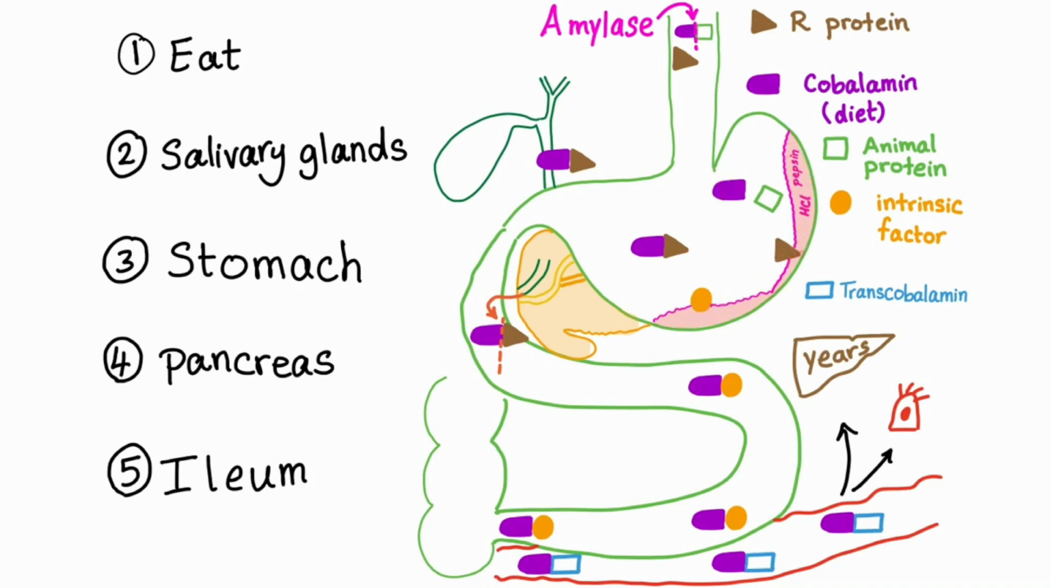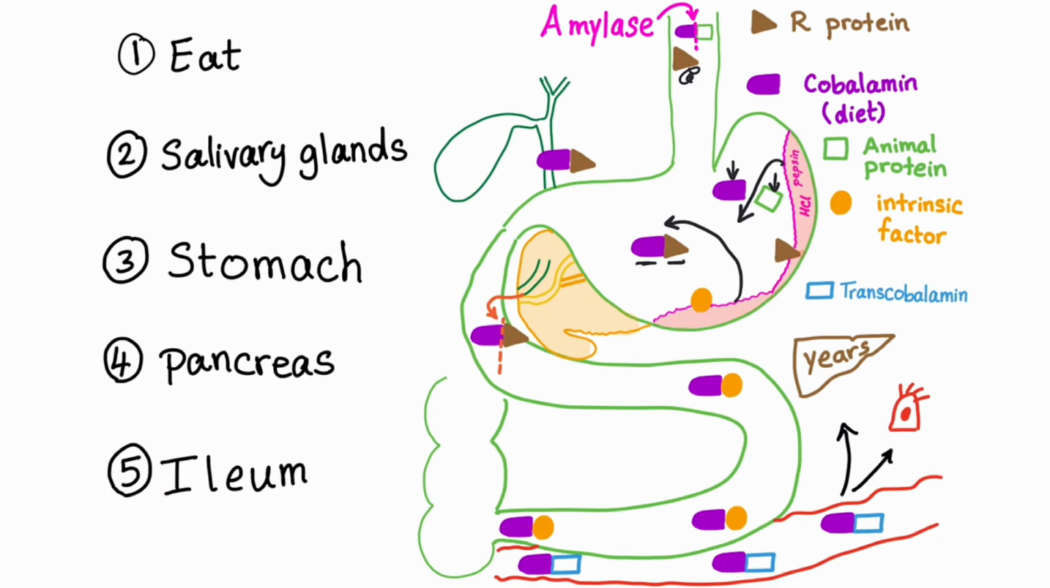So now we are in the stomach. We have this vitamin B12 and this animal protein. The hydrochloric acid will convert pepsinogen into pepsin. Also, pepsin will do the same thing. It will destroy the bond between the cobalamin and the protein. So now cobalamin is free, but the stomach acid can destroy this cobalamin. That's why the R protein is here. Thank you, salivary glands. Now vitamin B12 can be bound to the R protein.